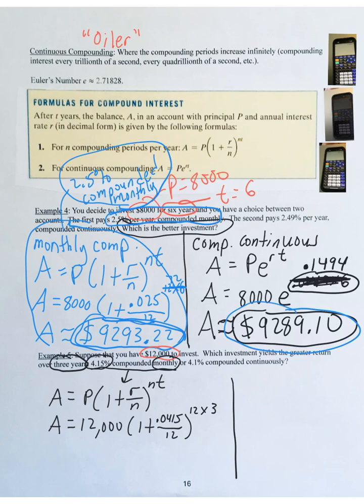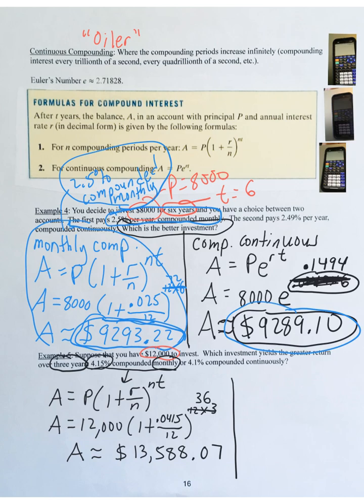Okay, let's do the exponent first. So the 12 times the 3 is obviously 36. And now you're ready to punch that right side into your calculator. When you punch it into the calculator and you round to the nearest cent, if you're doing it correctly, you should be getting $13,588.07 with the compounded monthly scenario.